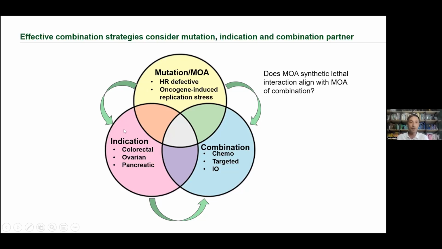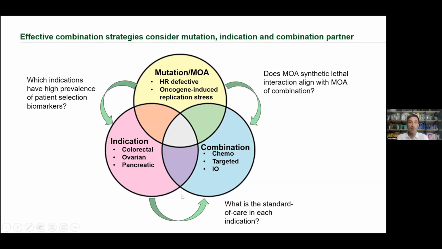So another important thing is the indication that we're going into. So this could be, if we find this mutation in these patients, what's the indication that we find them in? And so which indications have the high prevalence of the patient selection biomarkers? And really what this has to do with combinations is that each indication could have a different standard of care. And so depending on the standard of care in each indication and which partners are already approved, that might influence the way that we pick a combination partner as well.